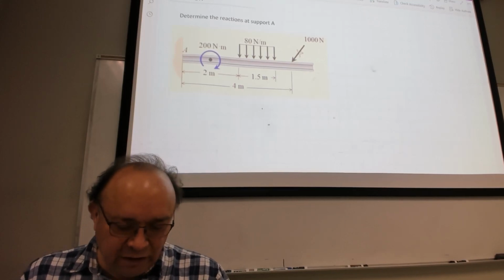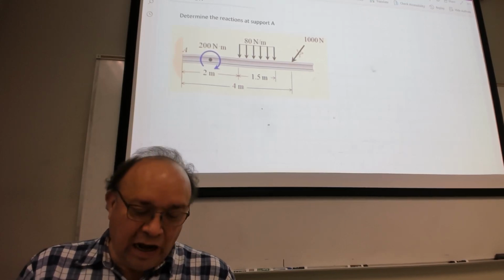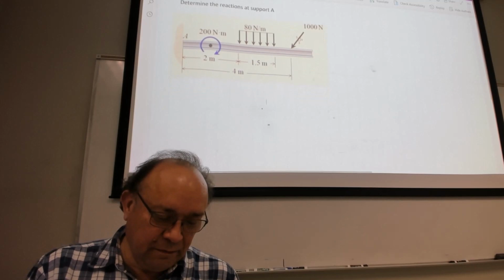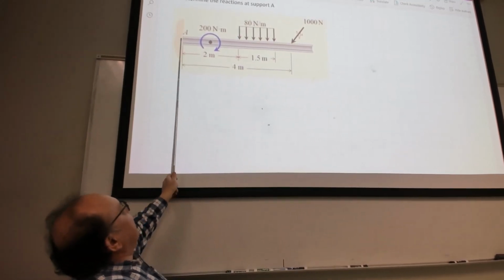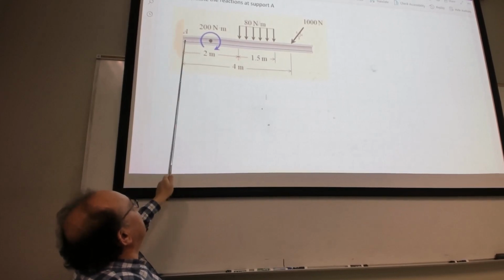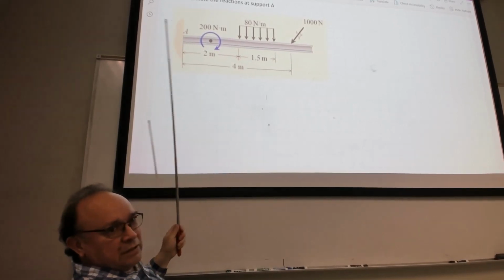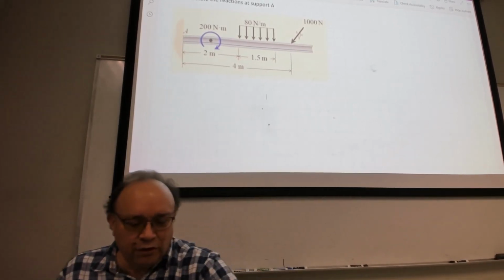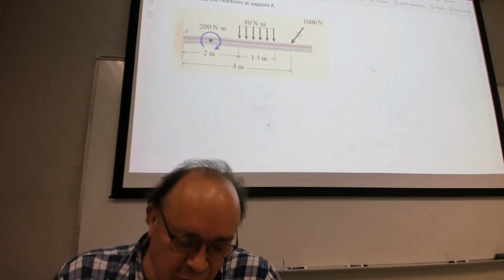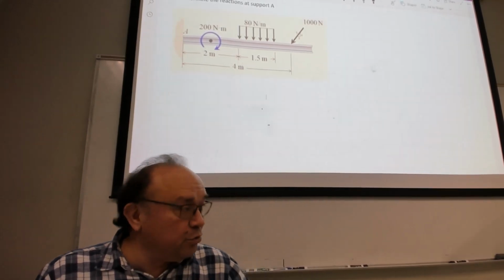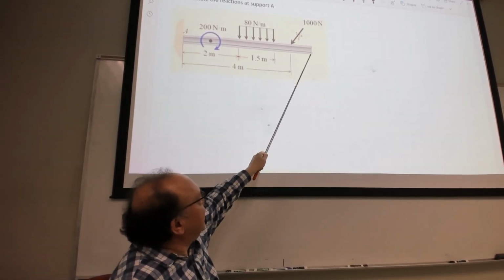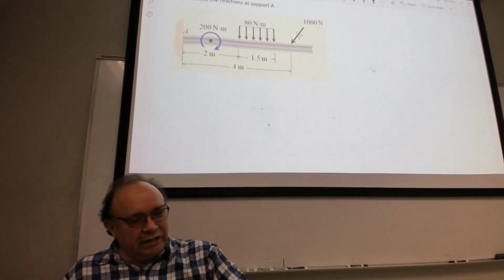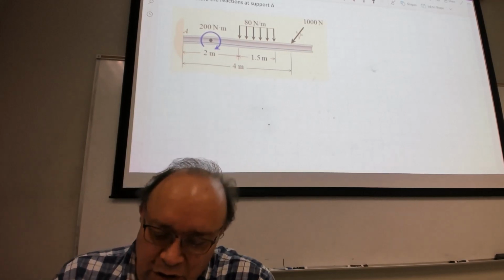So first, what is the first thing you have to do? A free body diagram. Since I want to find the reactions here, I'm going to remove this support in order to see the forces. If I don't remove it, I won't see the forces. And once you do the free body diagram, you don't need to put the dimensions of the beam, like the height of the beam, because it's not really relevant for the problem.